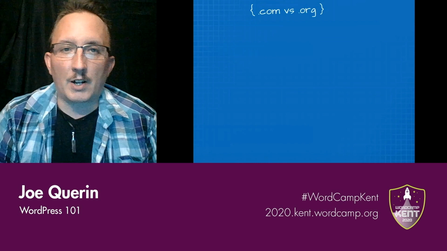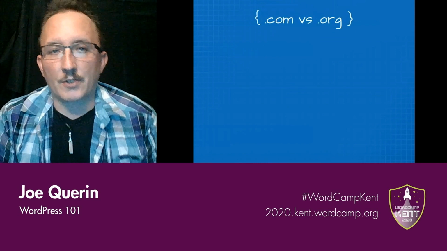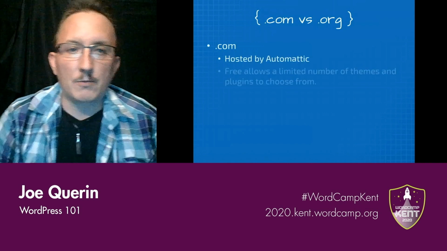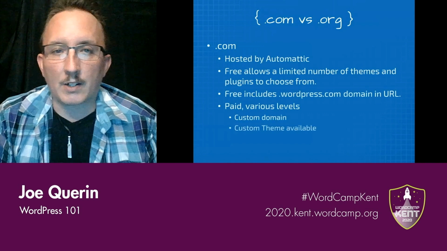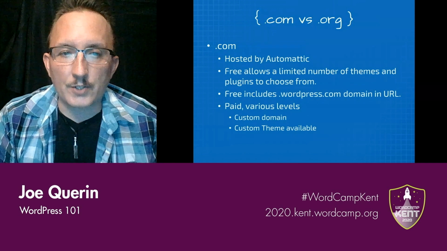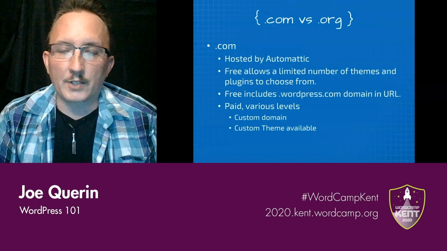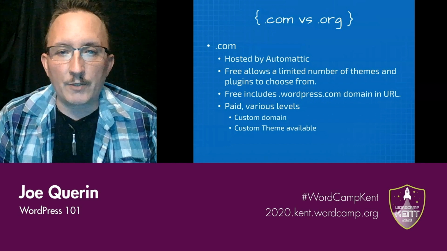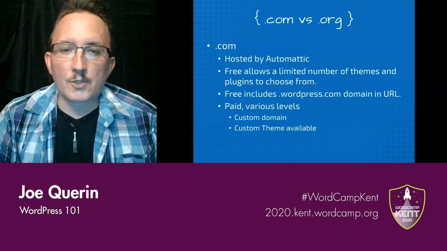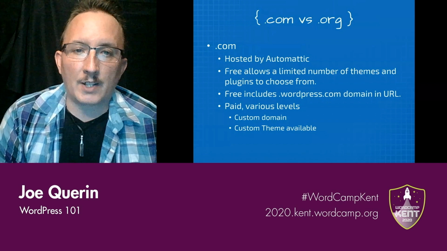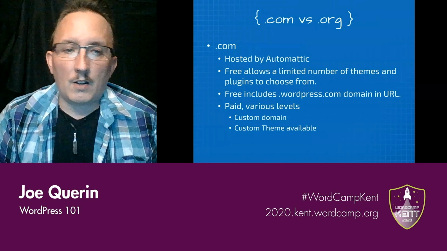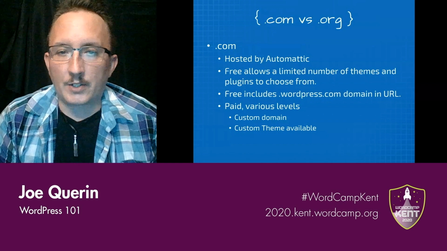Now, as we mentioned, there are two different versions of WordPress. There's the .com version and there's the .org version. The .com version is one that's hosted by Automattic, the parent company. There is a free version. It allows a limited number of themes and plugins that you can choose from, but the free version does include the WordPress.com domain as part of the URL. So if I want a site called Joe's site, it would be joes.wordpress.com, or however you want to name it.